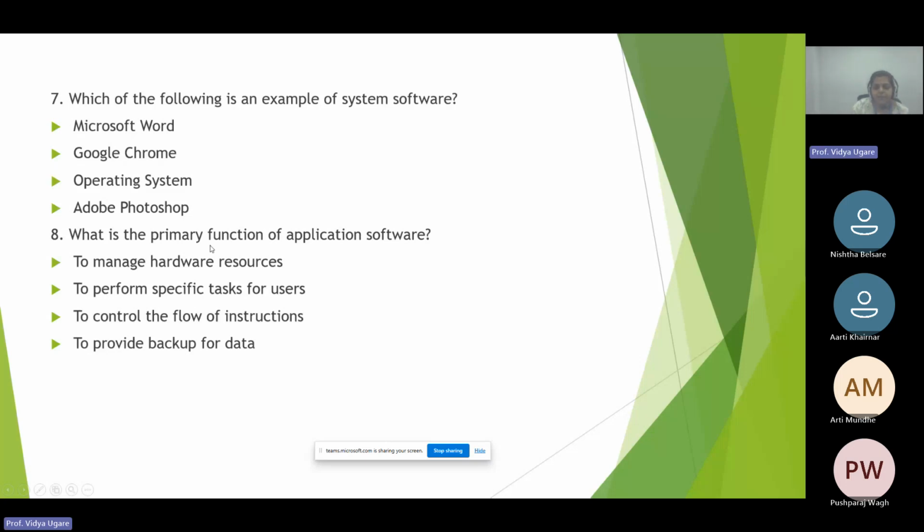What is the primary function of application software? To manage hardware resources, to perform specific tasks for the user, to control the flow of instructions, or to provide a backup of data.